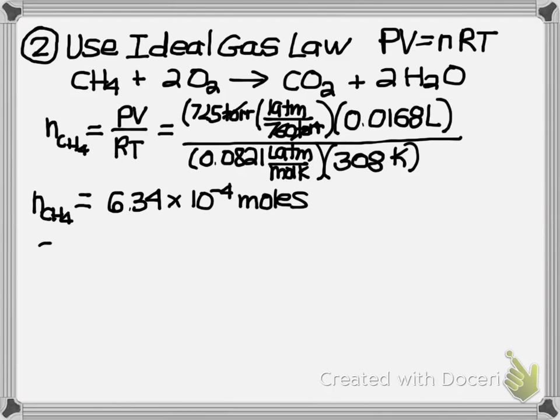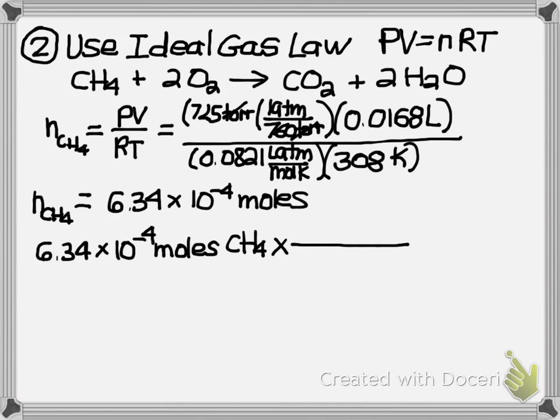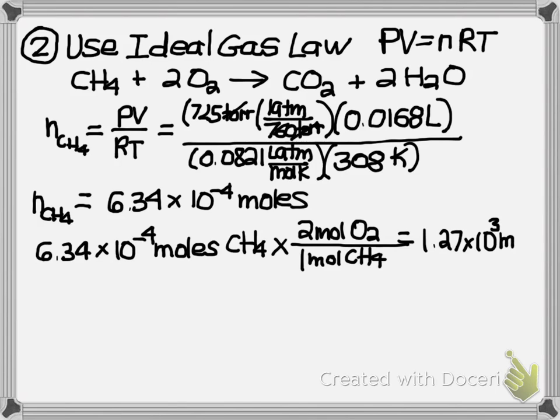Now if I know the number of moles of methane, I can use the coefficients in the balanced equation to figure out the moles of oxygen. So it's 2 moles of oxygen to 1 mole of methane. And then this would give me 1.27 times 10 to the negative 3rd moles of oxygen.